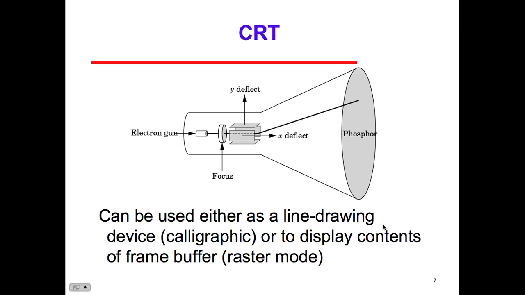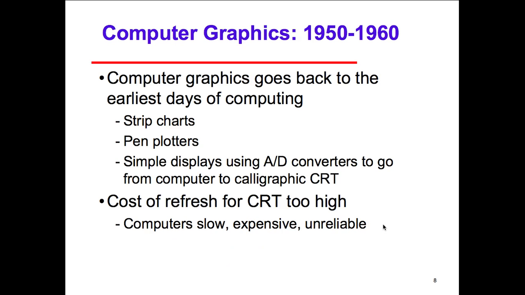This is old technology if you think about it. We have LCD displays now. We have all sorts of different types of things outside of the CRT. But in the old days, we actually had a CRT. So it can be used either as a line drawing device or to display contents in the frame buffer, raster mode. So a lot of the primitive graphics applications out on the market were based on older hardware. In fact, this slide goes back to the 1950s, 1960s.